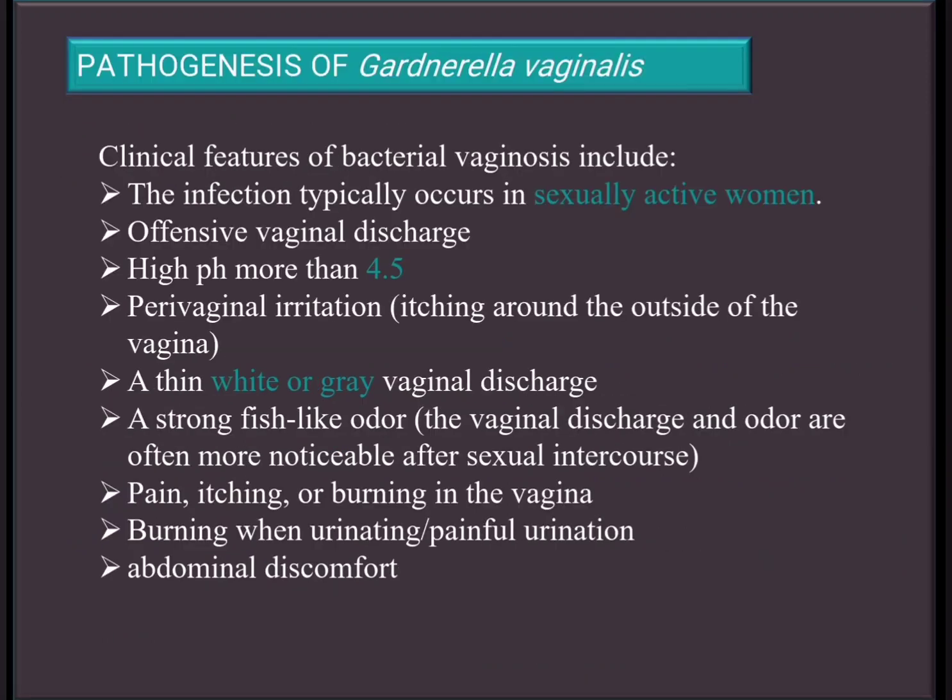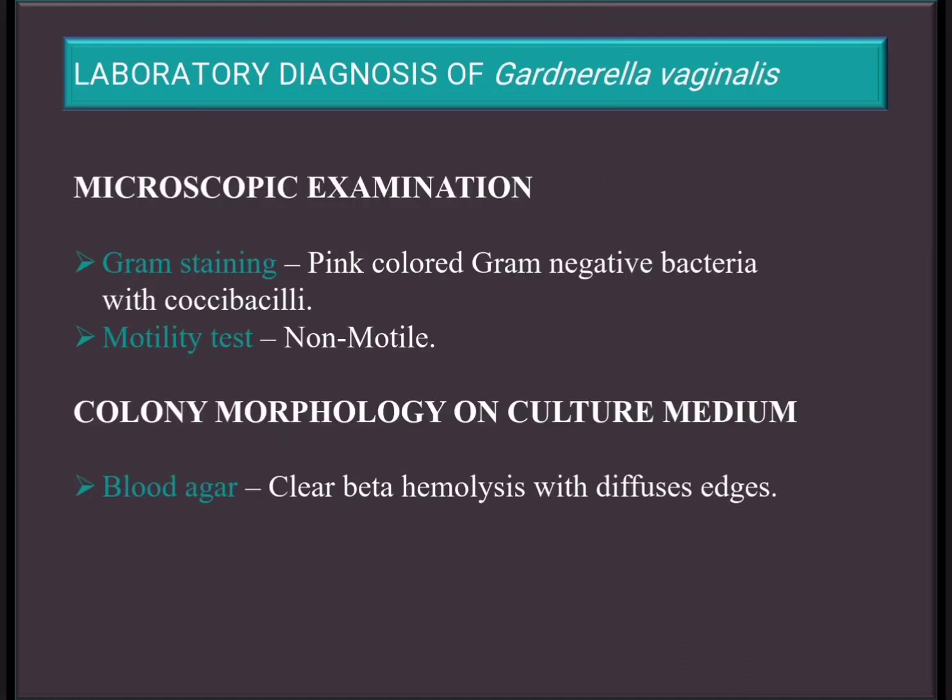Clinical features of bacterial vaginosis: the infection typically occurs in sexually active women. Offensive vaginal discharge, high pH more than 4.5, vaginal irritation, a thin white or grey vaginal discharge, a strong fish-like odor. Pain, itching or burning in the vagina, burning when urinating or painful urination, abdominal discomfort.